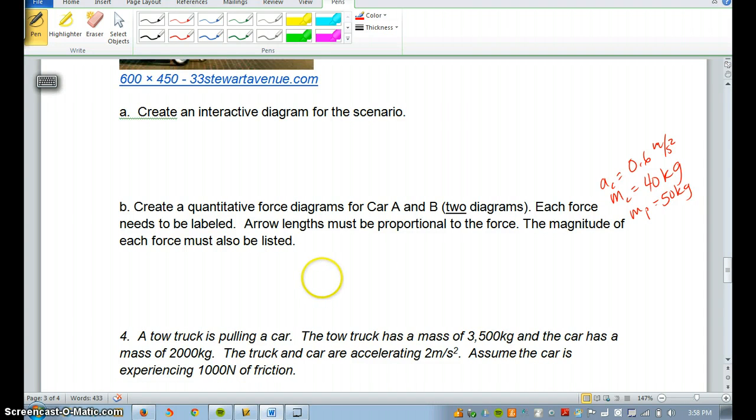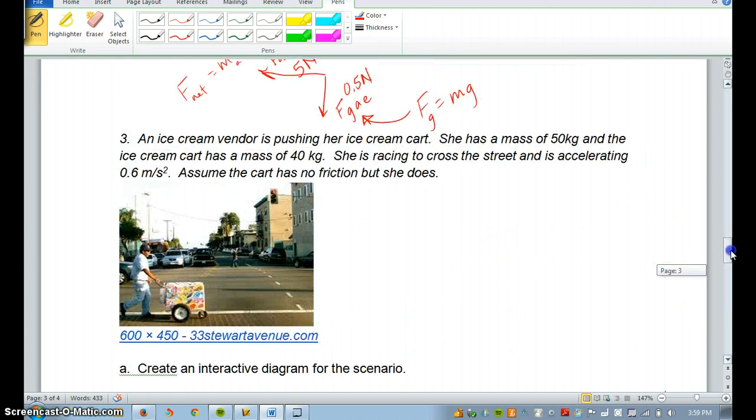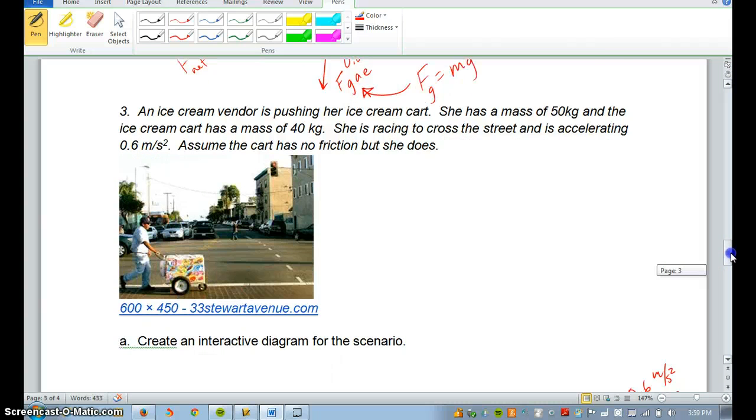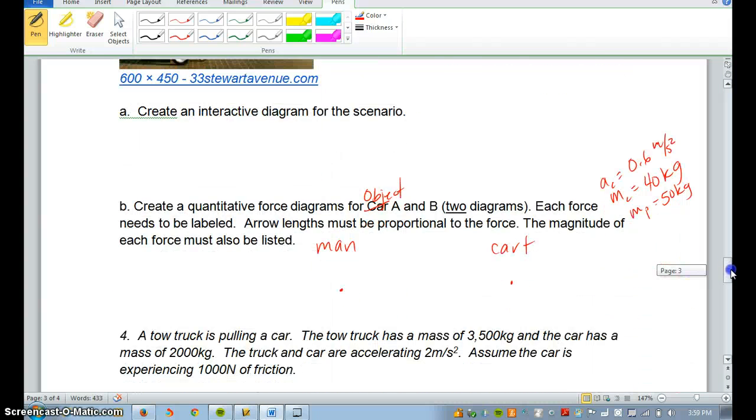So you're going to create two force diagrams. My apologies, this should say object. I hope that you recognize that. And in this case, I have my man and I have my cart. So a couple of pieces of information that I have here. Let me check my friction. It says the cart has no friction, but she does. So we assume that there's no friction on the cart.